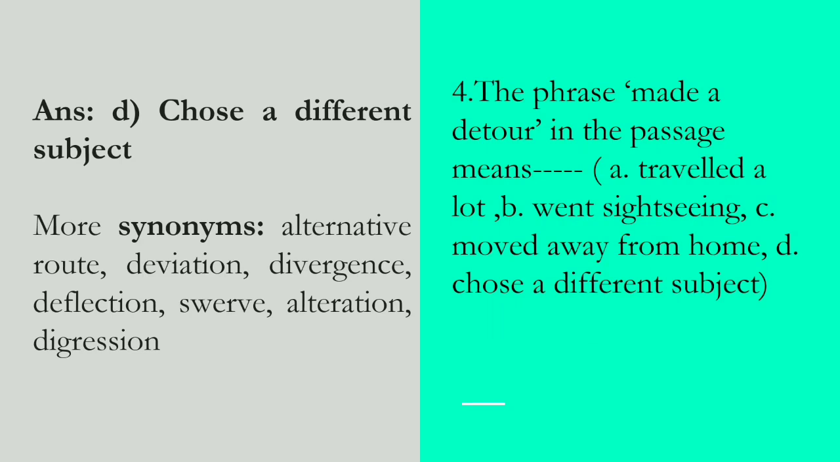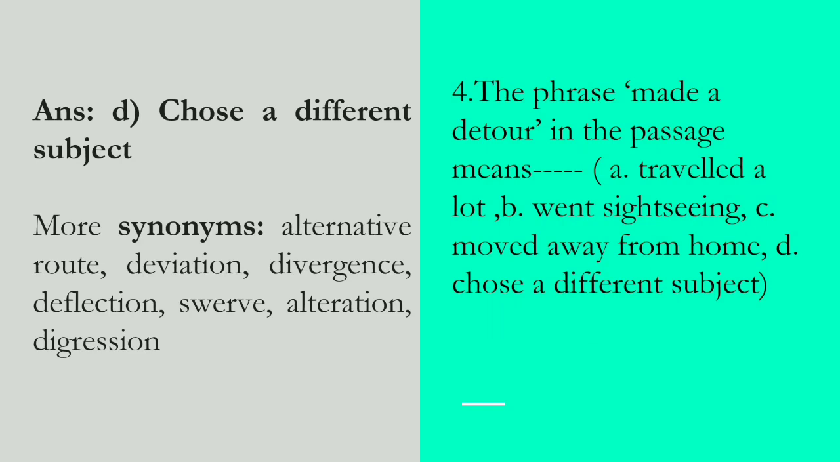The phrase made a detour in the passage means, soon after the realization that this is not the subject I want to take, he makes a change. That comes towards the end of the first paragraph in your textbook, the second last line. I made a detour in applying for admission to the Madras Institute of Technology. I made a detour. There it comes. And that means chose a different subject. So that is what he was talking about.